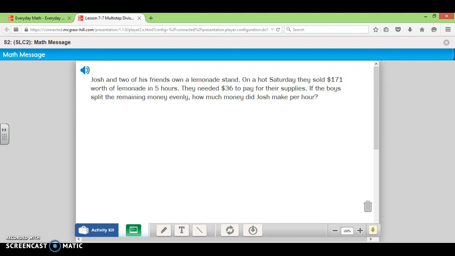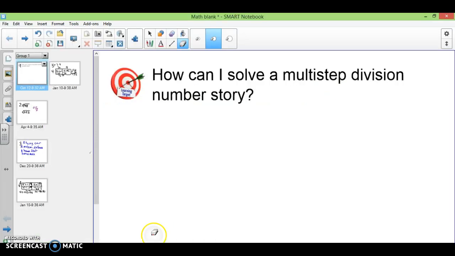So some things we don't know from this: we don't know how much each boy gets if they split the money evenly, and we don't know how much money Josh makes per hour. We do know they sold $171 worth of lemonade in 5 hours, and they need $36 to pay for their supplies. So I could write this as an equation. I'll have to do that over here.